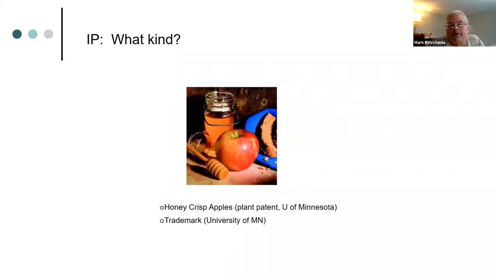Here's something you might be familiar with. This is a delicious Honeycrisp apple. Honeycrisp was developed at the University of Minnesota by a plant breeder. It's a plant patent, and it's also trademarked. You cannot grow this variety of apples without paying the University of Minnesota some money for the rights to use the name Honeycrisp apples.